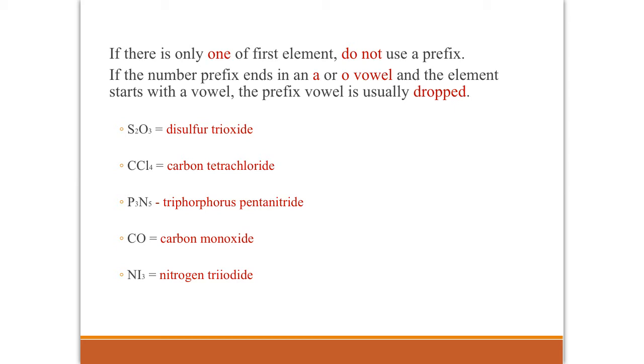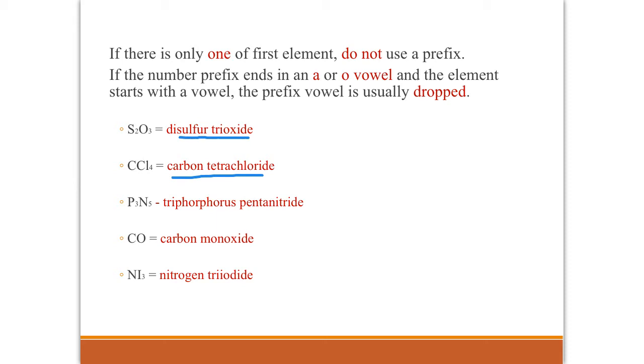So this first formula, S2O3, has a name of disulfur trioxide. Di is the prefix telling me there are 2 sulfur, and tri tells me there are 3 oxygen, and because oxygen is the element in the second place, it becomes oxide. So everything's going to end in "ide" when you're dealing with covalent compounds. CCl4 is carbon tetrachloride. Tetra means that there are 4 chloride atoms. They're not really true ions, so 4 chloride atoms.